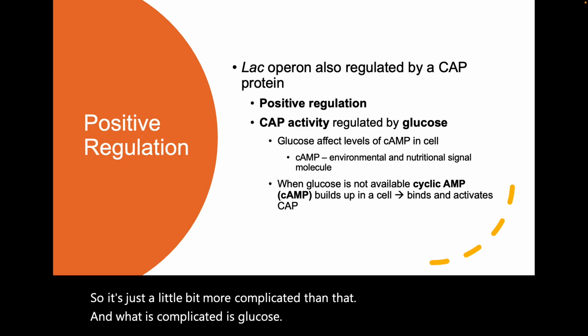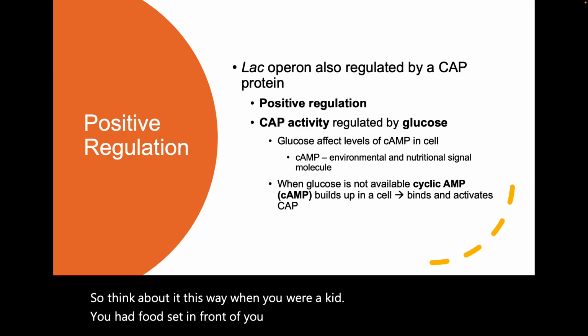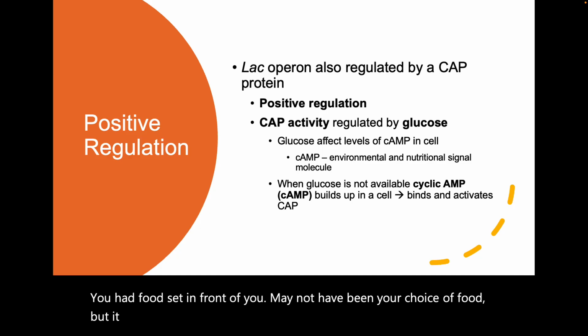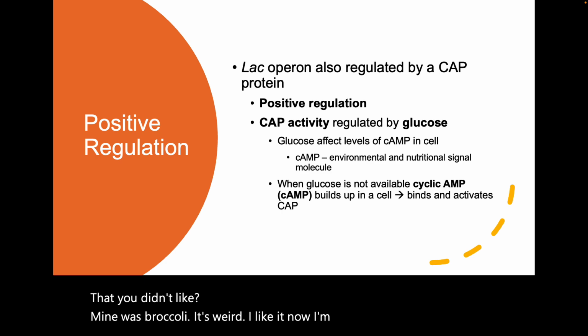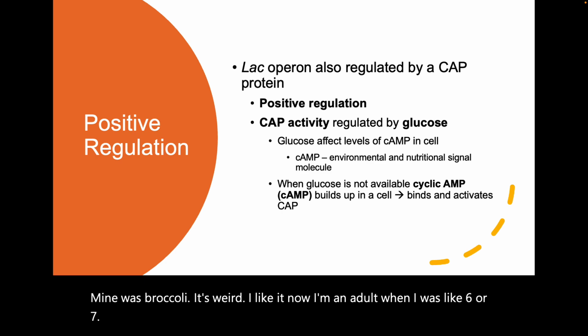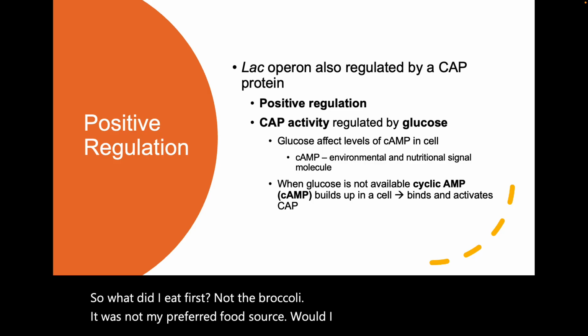So think about it this way. When you were a kid, you had food set in front of you. May not have been your choice of food, but it was food. It was provided. And there were probably things on the plate that you liked. And there may have been vegetables that you didn't like. Mine was broccoli. It's weird. I like it now. I'm an adult. When I was like 6 or 7, ugh. So what did I eat first? Not the broccoli. It was not my preferred food source. Would I eat it eventually? Yes, because I would have been in trouble.